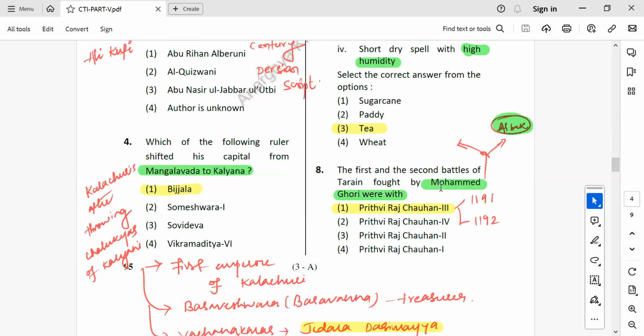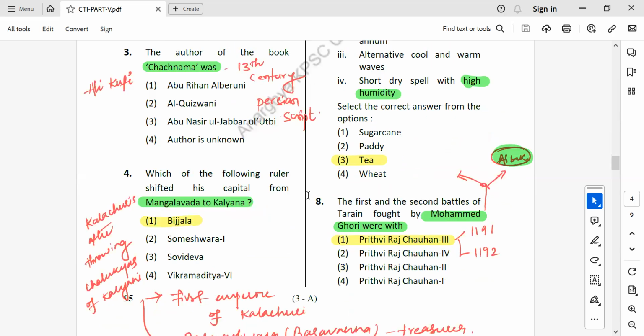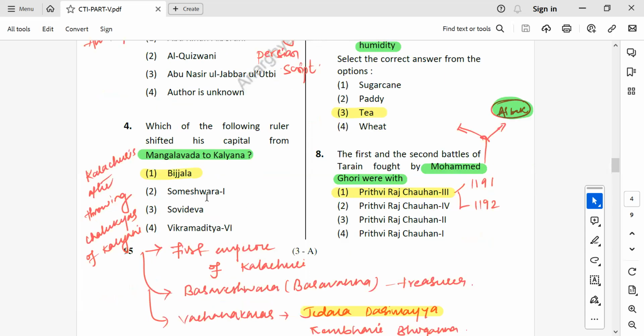After the decline of the Chalukyas of Kalyani, the Kalachuris, who were somewhere the feudatories of the Chalukyas of Kalyana, took over the capital of Kalyana, and Bijala was a famous ruler. He shifted the capital from Mangalawada to Kalyana. So this is very important.